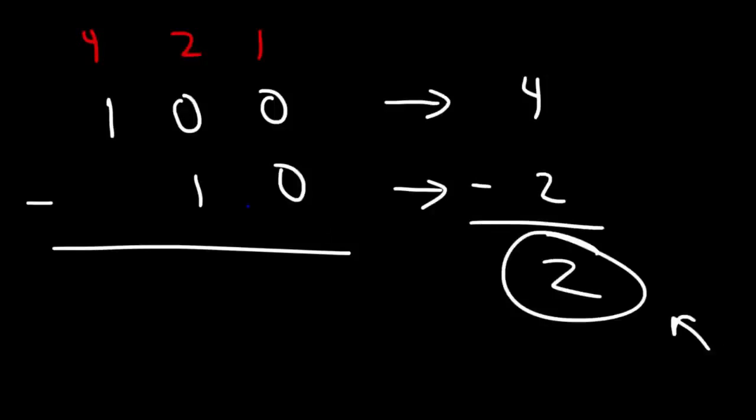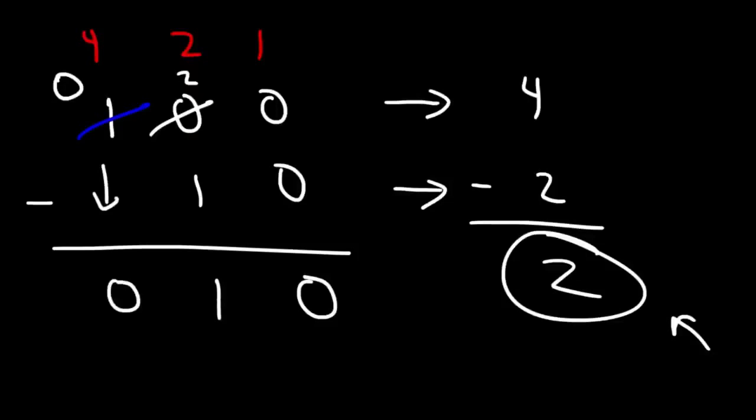Starting with the first column, 0 minus 0 is 0. Now, 0 minus 1, we can't do that, so we need to borrow a 1. So that's going to disappear. That's going to change to 0, and this becomes a 2. 2 minus 1 is 1. And you could bring the 0 down if you want to. 010 has the decimal equivalent of 2, so this answer is correct.